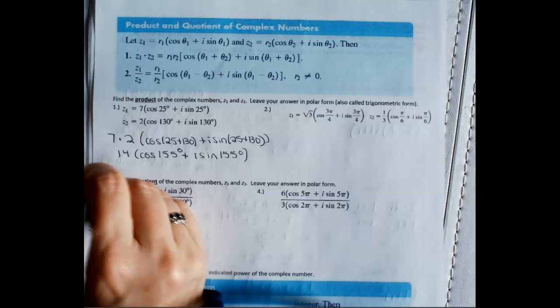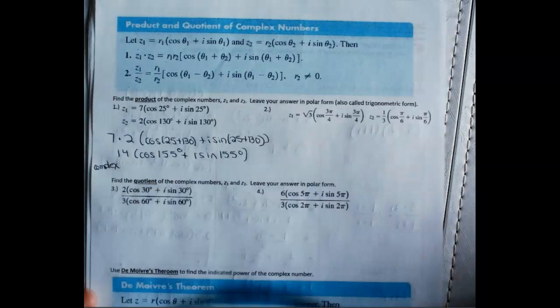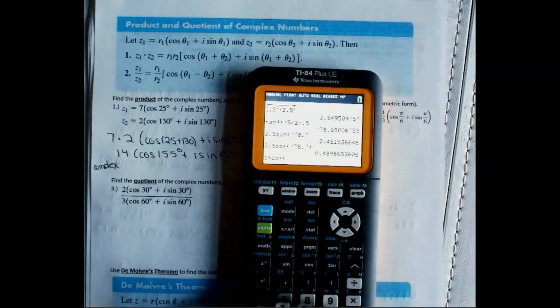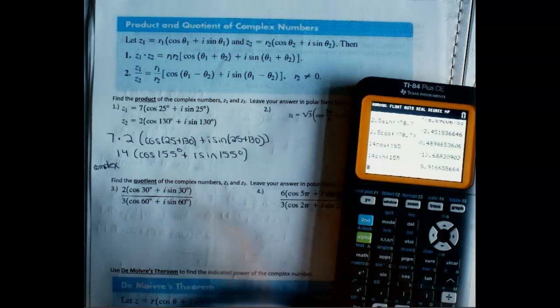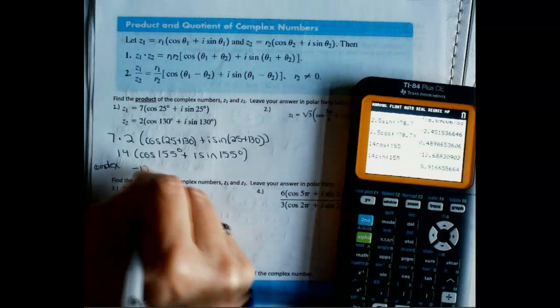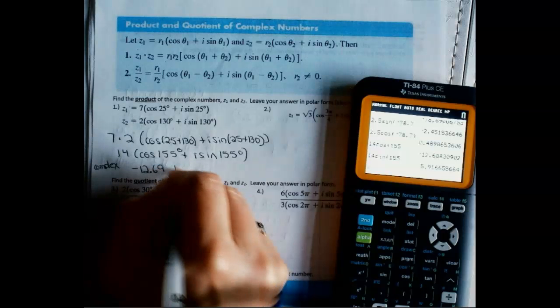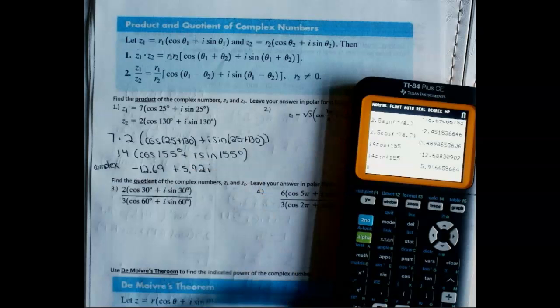So let's, again, just trying to help you out. Just like we had done on the front, we would go ahead and distribute that. We've got 14 cosine of 155, and we'd have 14 sine of 155. And there's my two components. So we would have negative 12.6. Actually, we'll do 6.9 plus 5.92i.